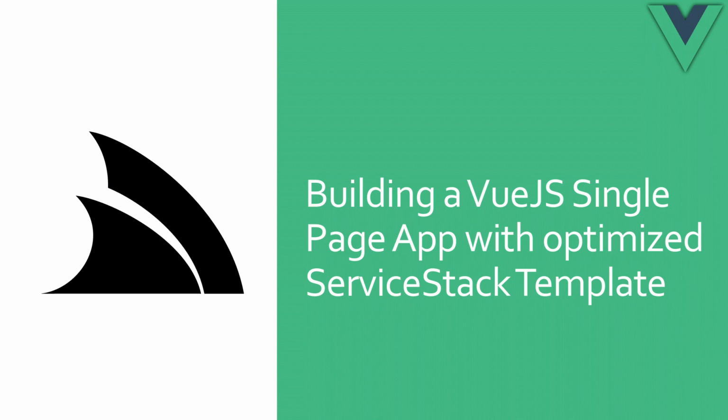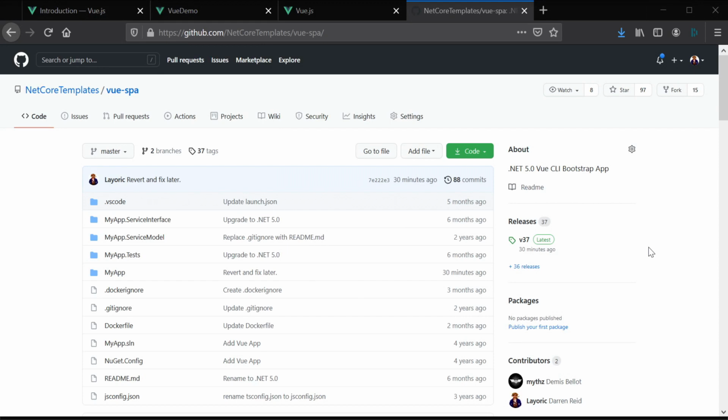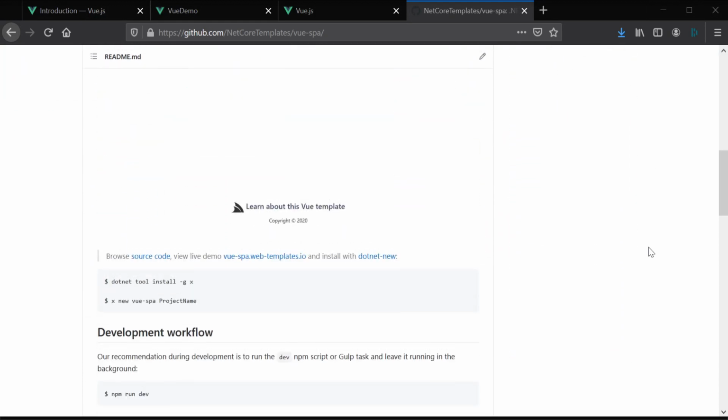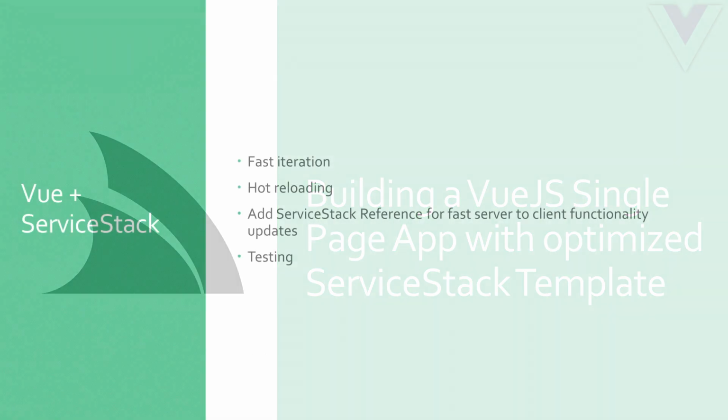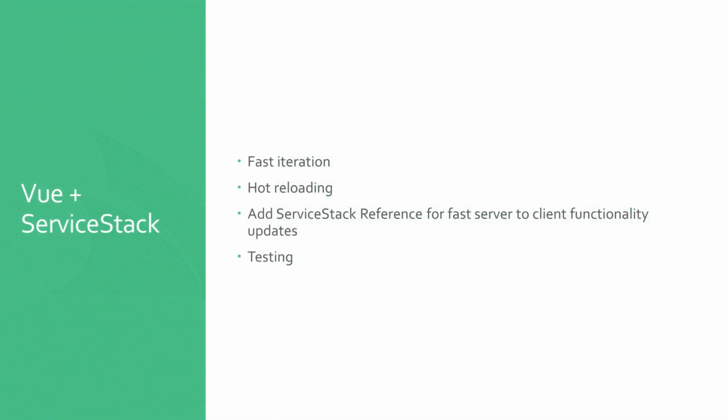The ServiceStack X tool has a vue-spa template that leverages the advantages of a ServiceStack backend while building your Vue single-page application, also known as an SPA. Today we'll look at how you can use this template to get a great developer workflow, enabling you to build vertical features from the backend web services to the front-end functionality with minimal context switching.